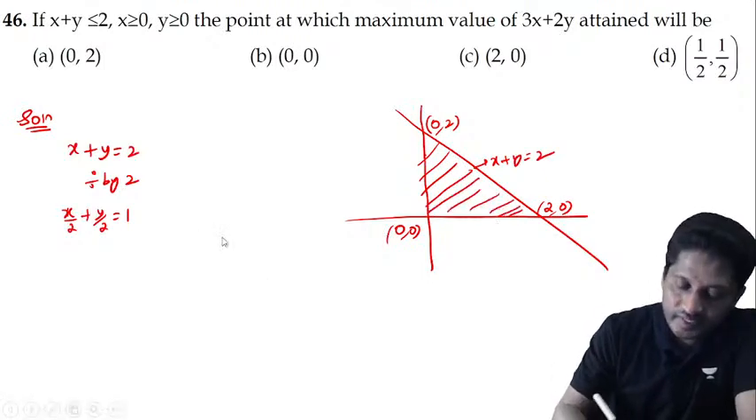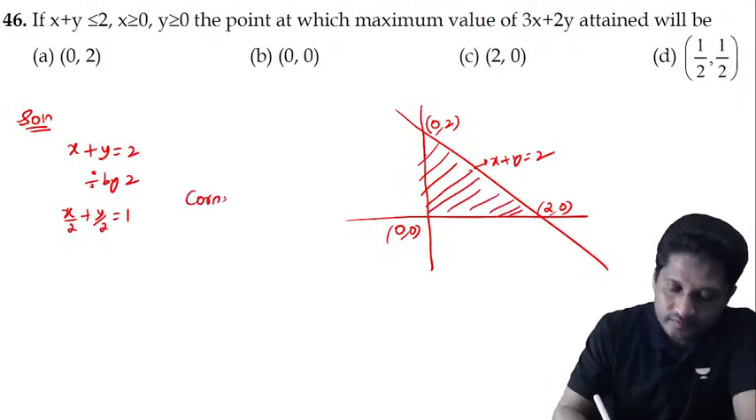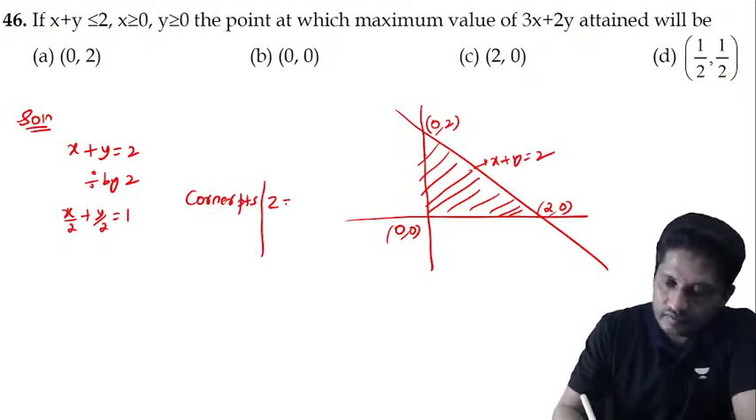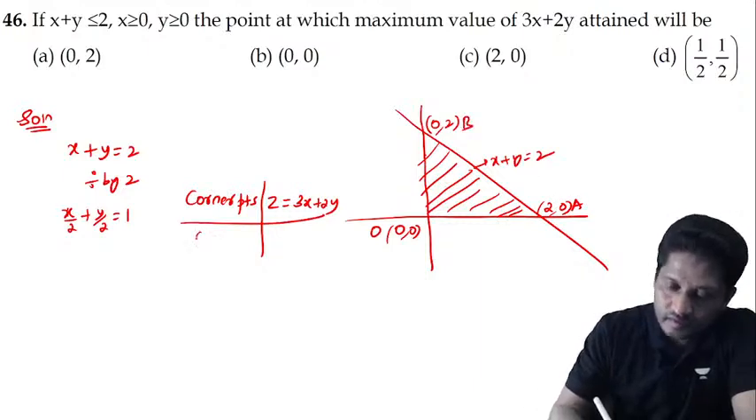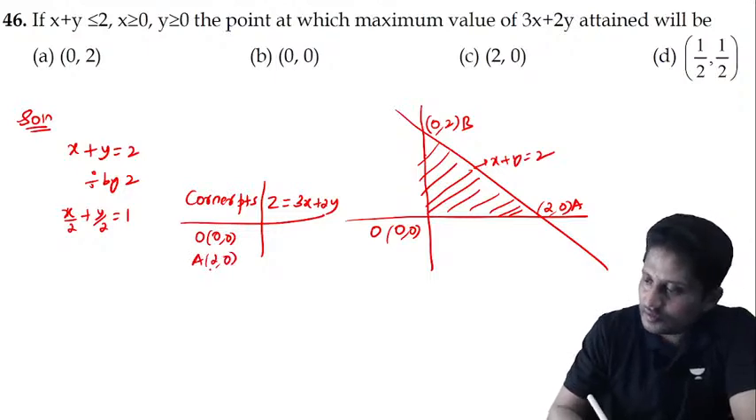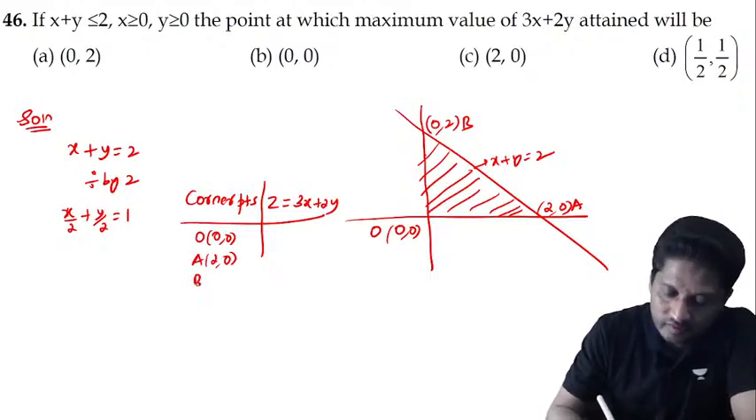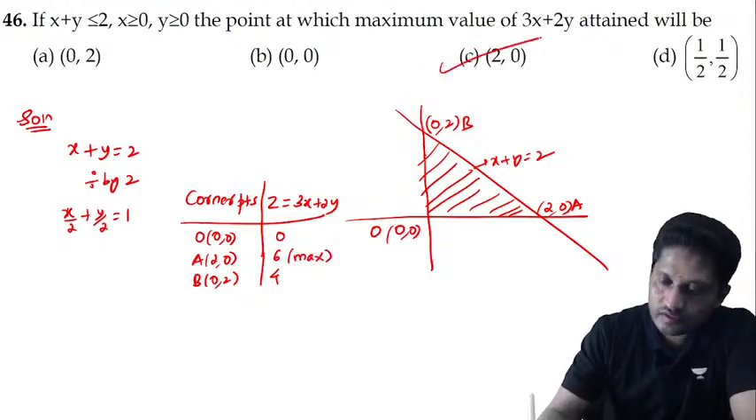If I take the corner points, and then z is equal to 3x plus 2y. Okay, so this is the origin. Let me take this as a, take this as b. So this is 0 comma 0, a will be equal to 2 comma 0, and this will be equal to 0 comma 2. If I substitute, this is 0, 3 into 2 is 6, this is 4. So this attains maximum at 2 comma 0. Answer is option C.